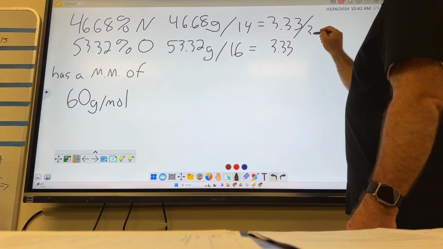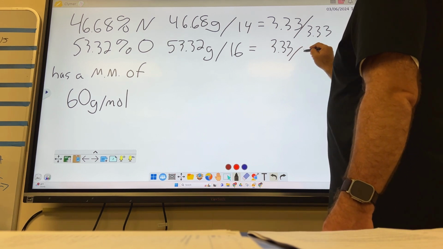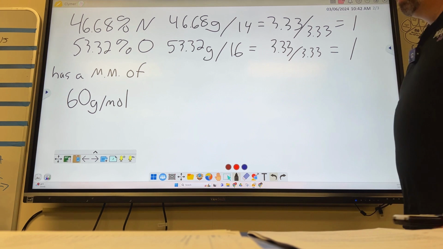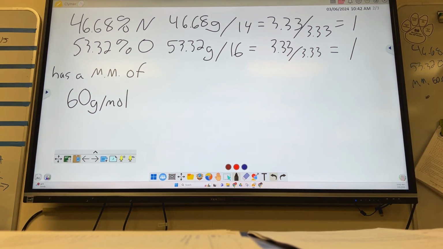What's our next step? Is my math not right, Henry? Oh, no, I just didn't see that you put the 68. That was off of this one. So what does this tell us about our empirical formula?